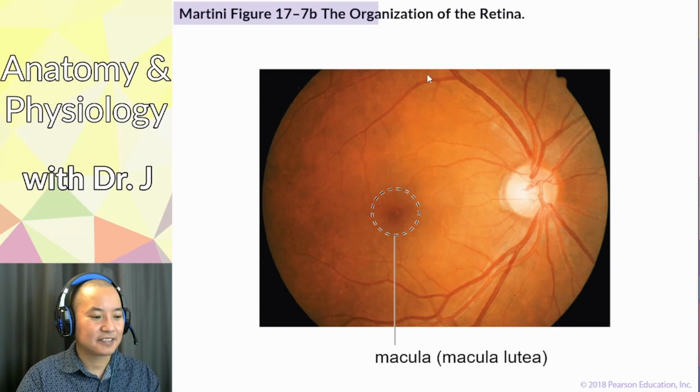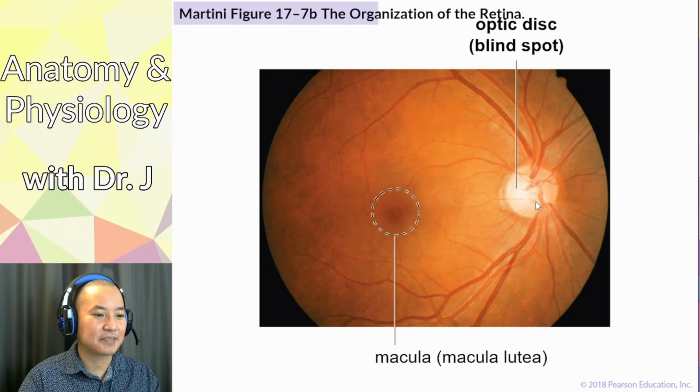Alright, so back to the retina. With the retina, we have the macula lutea, and we also have something called the optic disc, and this is our blind spot in our vision.